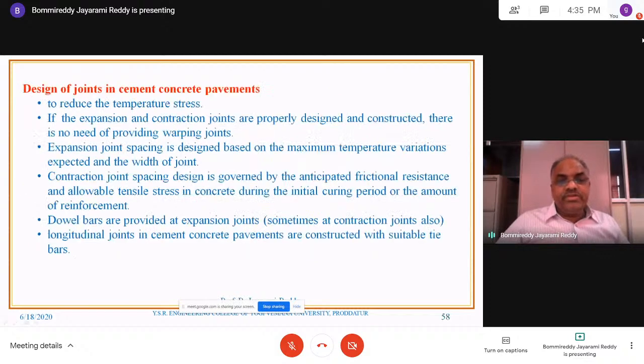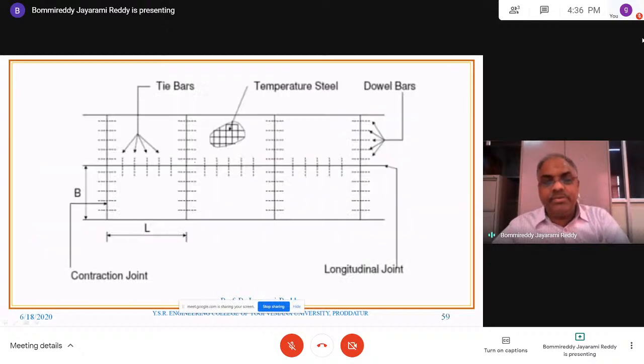Now, design of joints in cement concrete pavement. Mainly the design is important to reduce the temperature stresses. If there is no joint provided, the entire expansion possibility is completely prevented. Whenever the expansion or contraction is prevented, large magnitudes of stresses will be induced and warping will also be maximum, and there is a possibility of developing tensile cracks, and finally it may not be useful for the intended purpose.